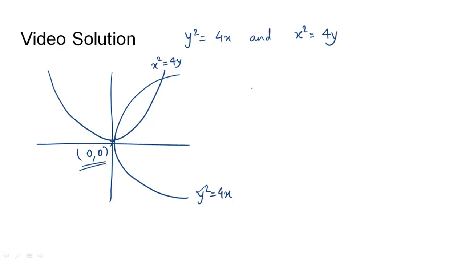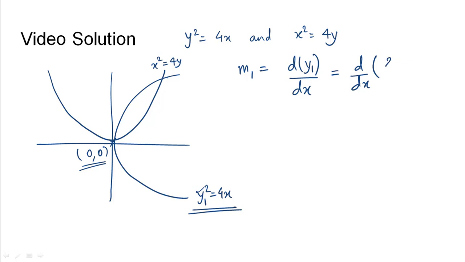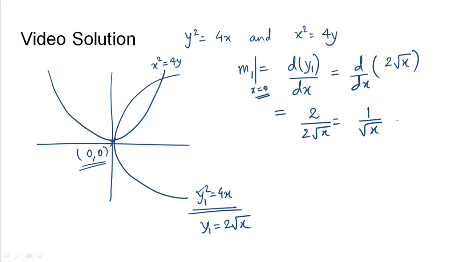So assuming the tangent for y square equals 4x has a slope of m1, so that would be d of y1 divided by dx. Let us call this as y1. This would turn out to be d by dx of 2 root x, that is y1, which can be computed by taking the square root. So this would be 2 by 2 root x, which would turn out to be 1 by root x. So if we substitute x equals 0 for the origin point, we would get m1 as infinity.